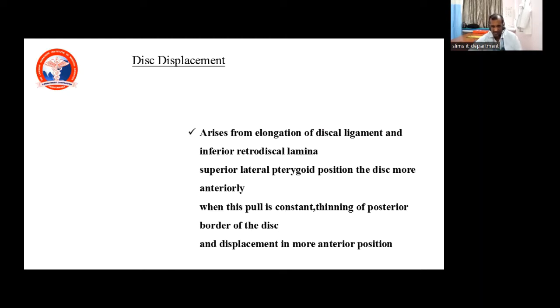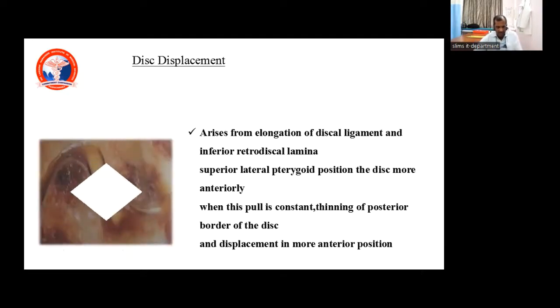Now the disc displacement. When does it happen? The displacement of the disc will happen when there is elongation of the distal ligament and the inferior retrodiscal lamina, and the superior lateral pterygoid pulls the disc more anteriorly. When this pull is constant, there is thinning of the posterior border of the disc and displacement to a more anterior position. This is regarding your disc displacement.